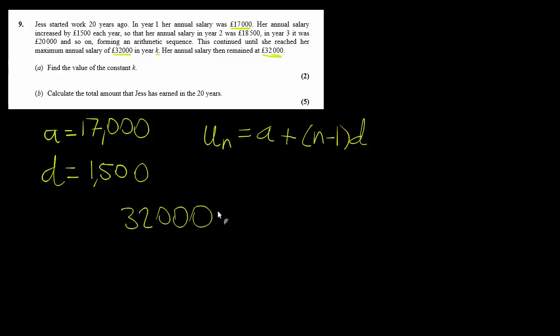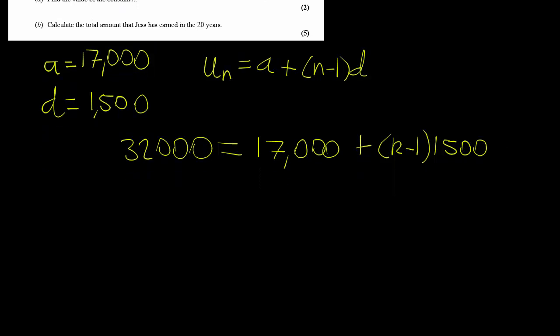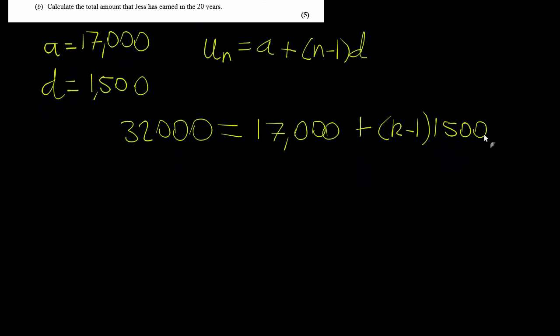So 32,000 equals our first term plus (k minus 1) lots of the common difference 1,500. A little trick you can do with these is that if each of these has at least 100 in it, we can get rid of two zeros by dividing everything by 100. I think it just makes the numbers a bit easier and make a little more sense.